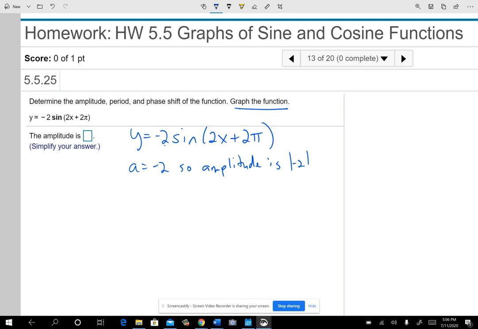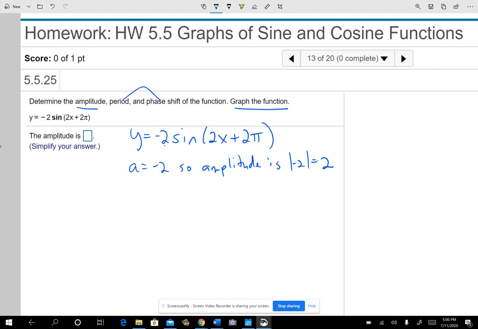is the absolute value of that. So we know the amplitude is 2, which means your sine graph is going to be stretched in the vertical direction, and every point is going to be pulled 2 times as far away from the x-axis. So that's the amplitude.